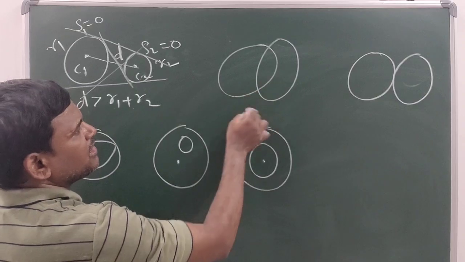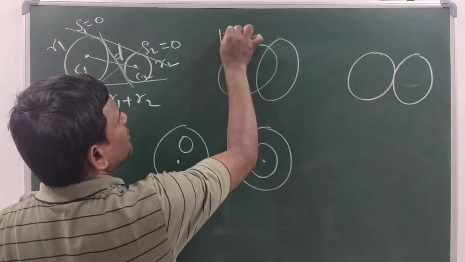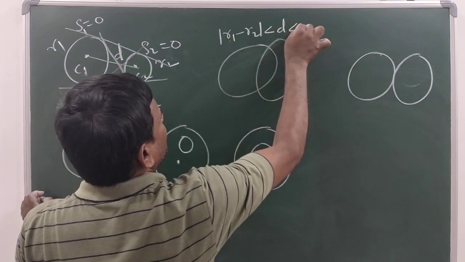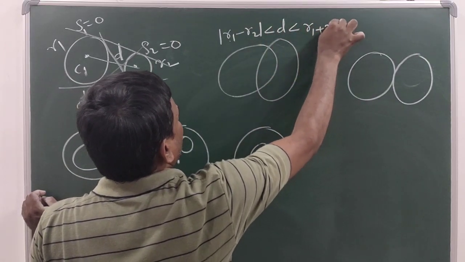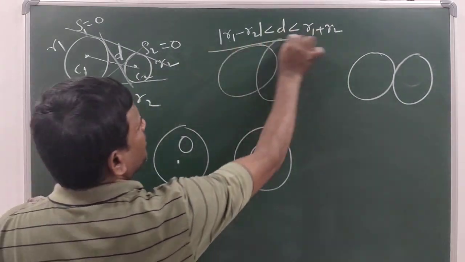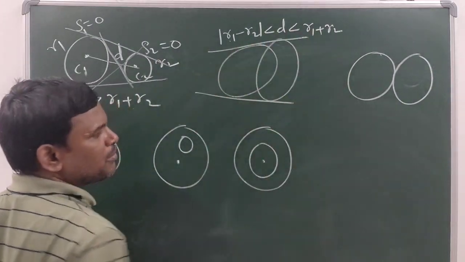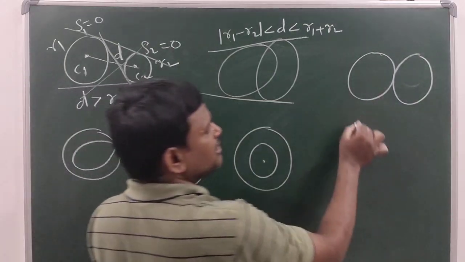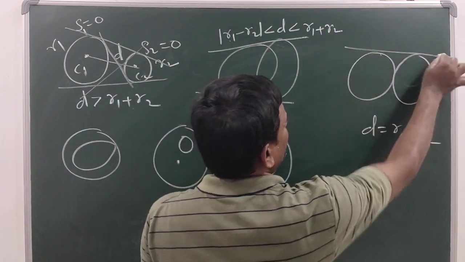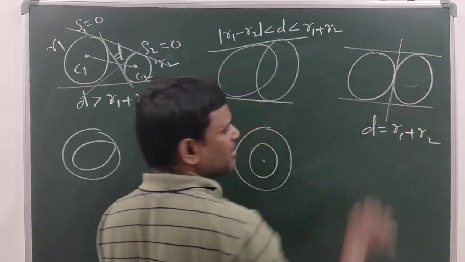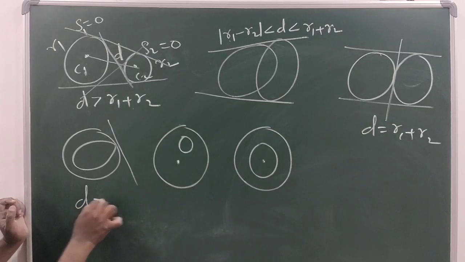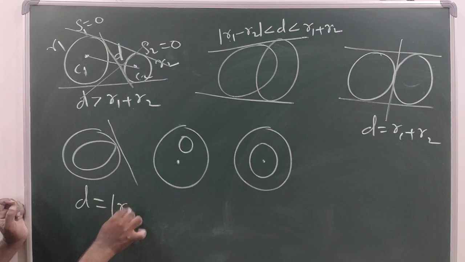For intersecting circles, this will be the condition: mod of R1 minus R2 less than D less than R1 plus R2. If you find this relation, the circles will be intersecting. So, two direct common tangents are possible. In this case, D is equal to R1 plus R2: two direct and one transverse.